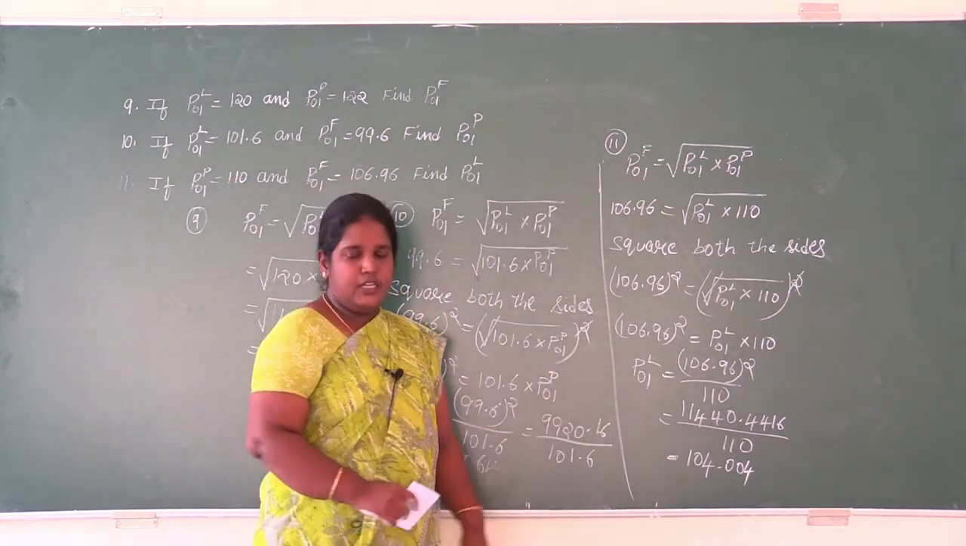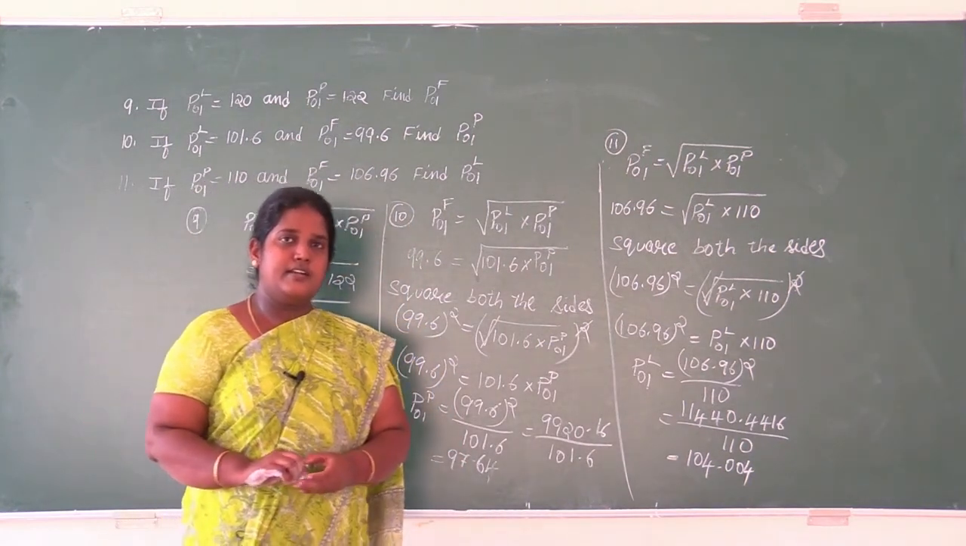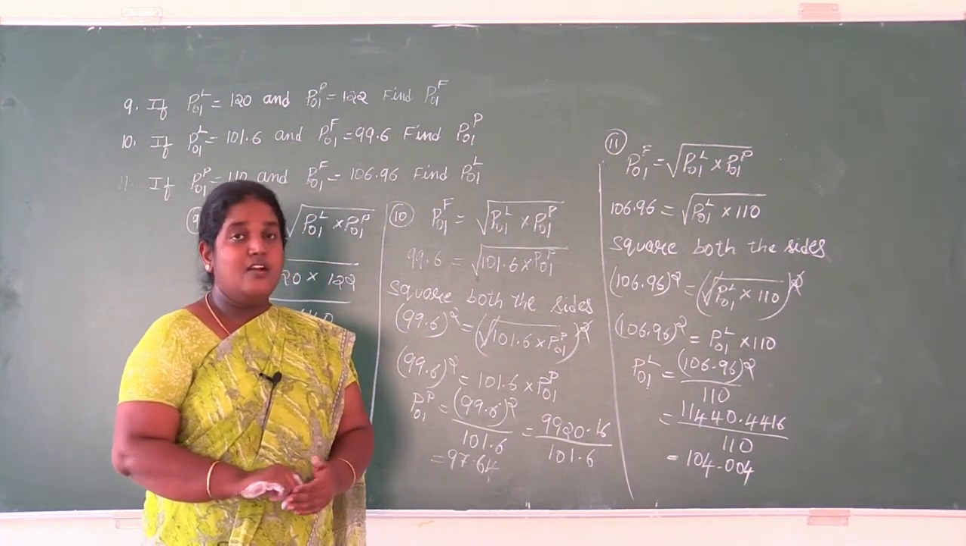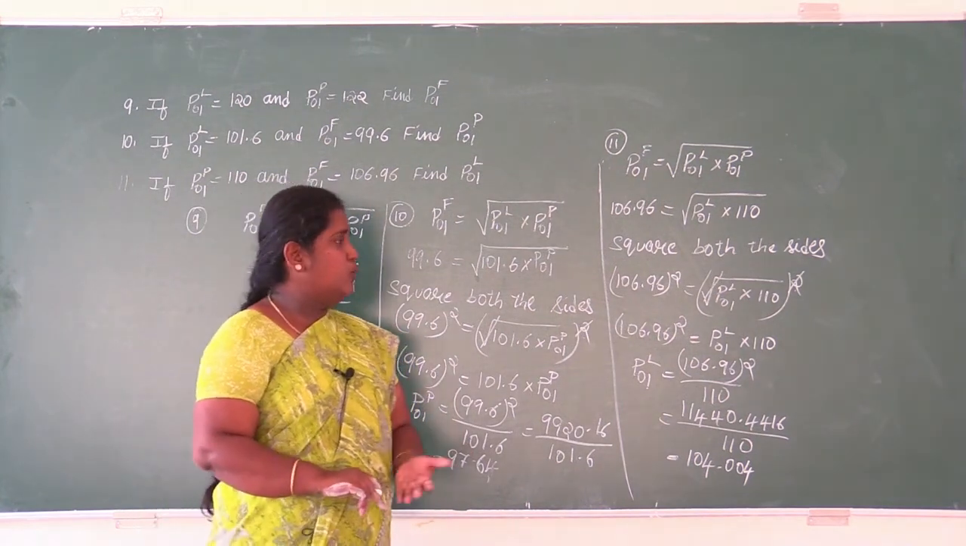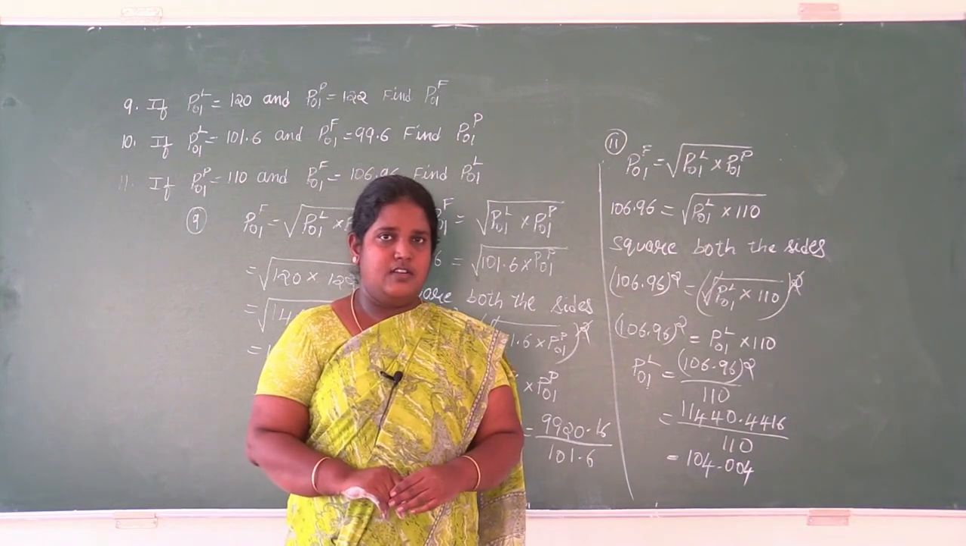So this is regarding the 2 marks problems based on the price index number. At least one problem based on these 11 problems that we have done, you can expect at least one question from this. Then we'll continue with the next method, that is the quantity index number, in the next class. Thank you.